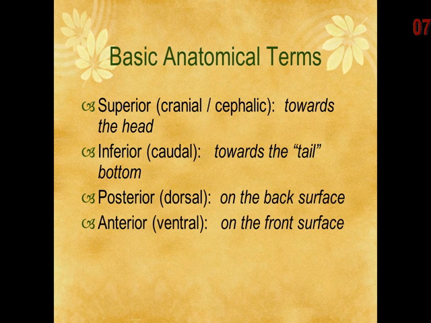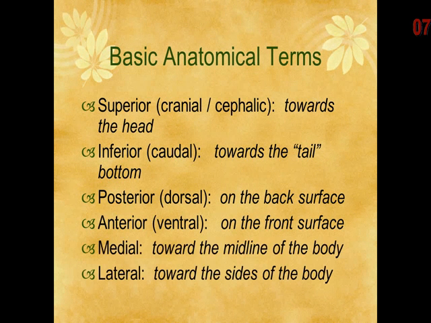Posterior or dorsal refers to the back side of the body, while anterior or ventral refers to the front side of the body. Medial refers towards something being in or towards the midline, while lateral is towards the sides of the body. These terms can also be used in comparison of structures to describe where they are relative to other parts.